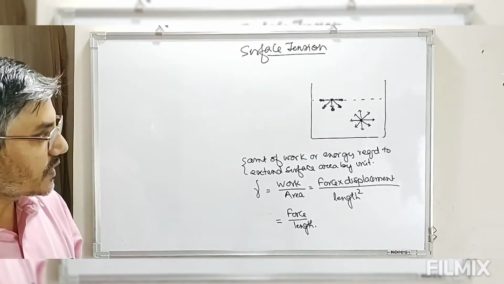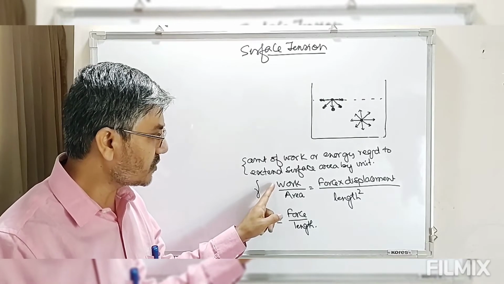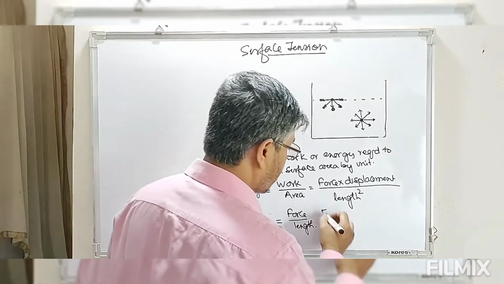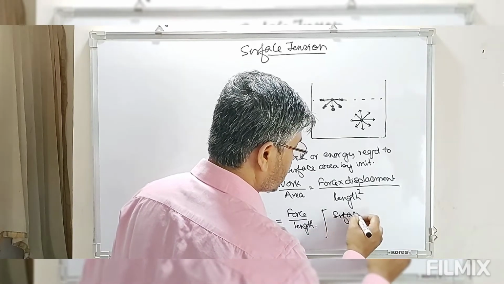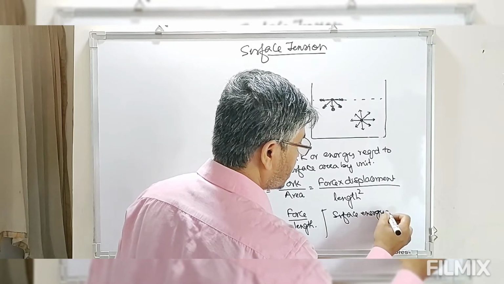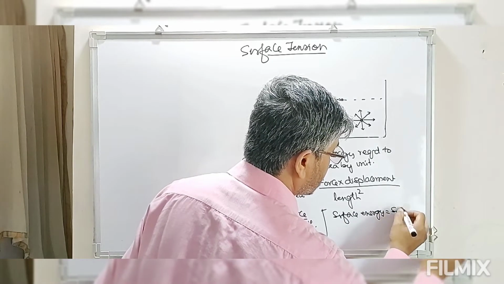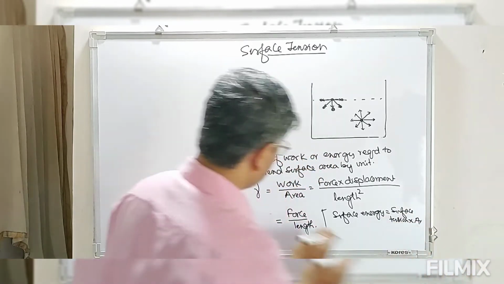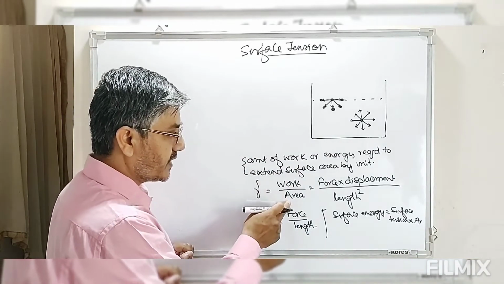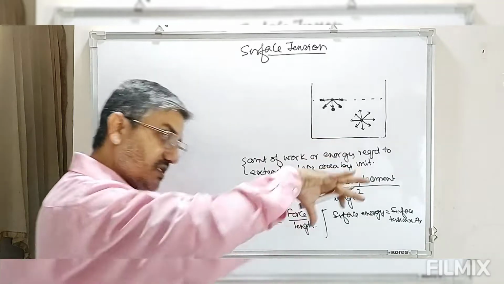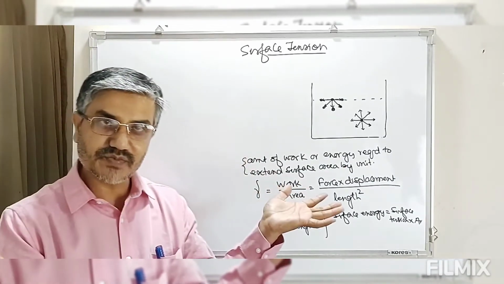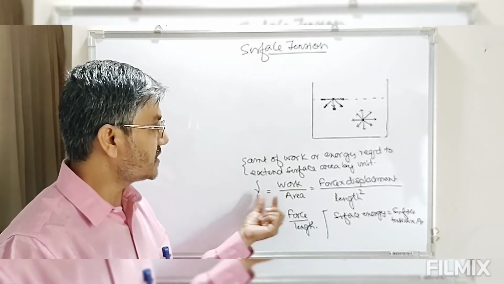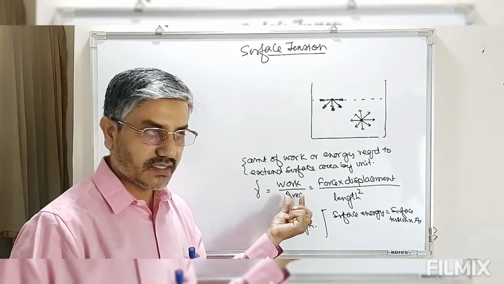Now look at this work, this is what we call surface energy. Have a look at this. Surface energy is the surface tension into area. Surface tension is equal to work divided by area. This work is nothing but the surface energy, meaning how much energy we have to supply so that the surface area is increased by 1 unit. Therefore surface energy is equal to surface tension into area.